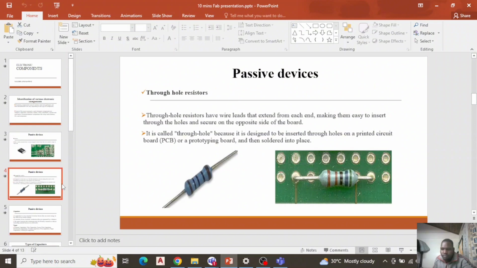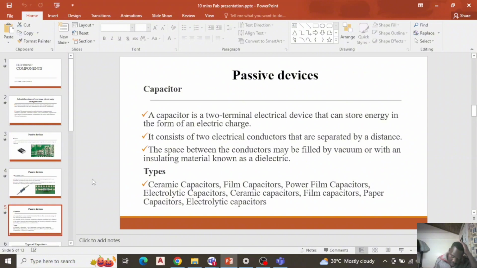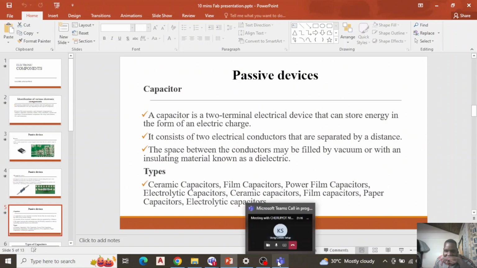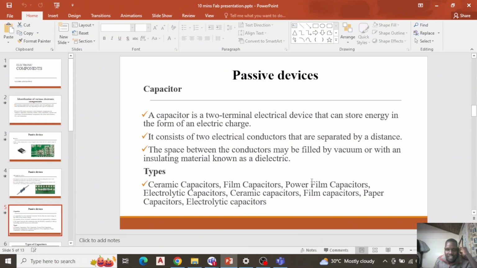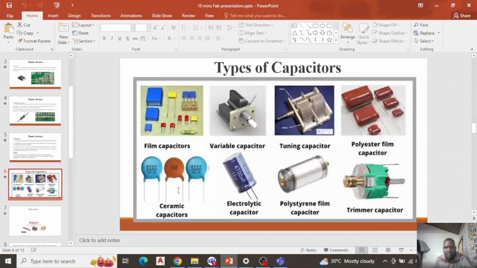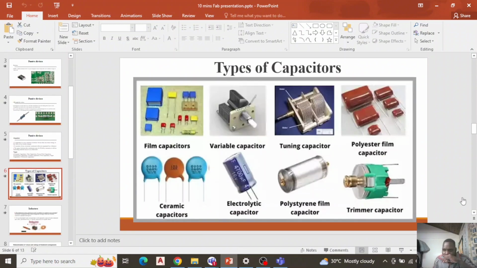Then we also have capacitors as well. So we all know a capacitor is a two-terminal electrical device that can store energy in the form of an electric charge. And we also have types of capacitors. Who can tell us some of the types? Pushine? Yeah, ceramic capacitor. Okay, that's very true. We have ceramic capacitors, film capacitors, power film capacitors, and many more like electrolytic. Those are the types you can see from your screens. We have the film, the variable, the tuning, polyester, and many more.